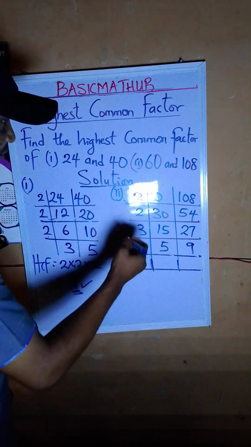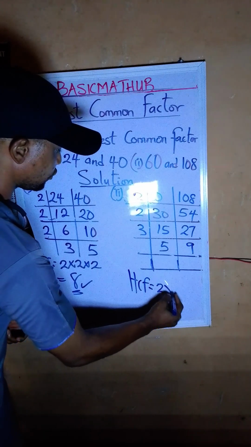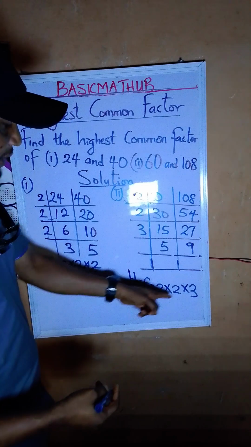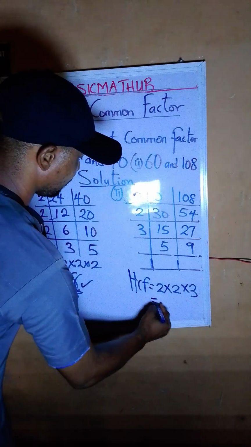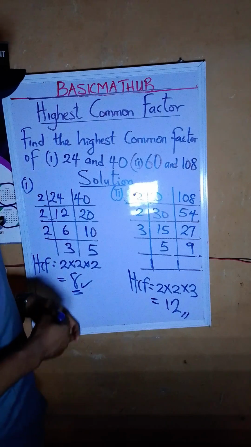That means our HCF for 60 and 108 will be equal to 2 times 2 times 3. And if you multiply that, 2 times 2 is 4, 4 times 3 will give us 12. So that's the HCF of 60 and 108.